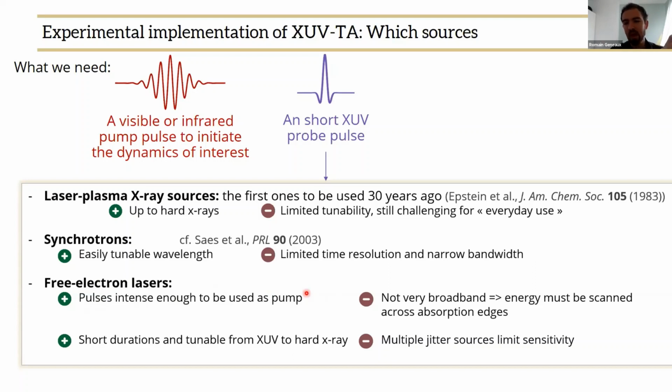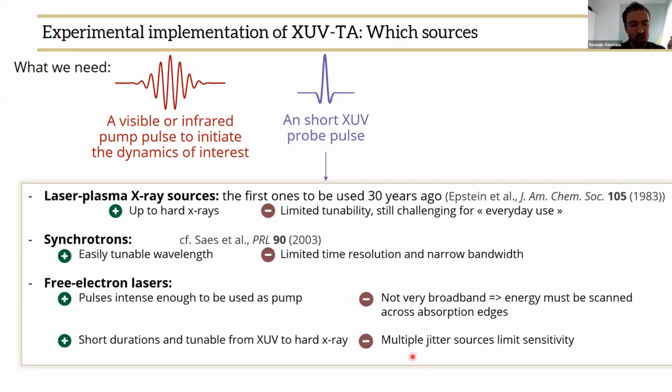pretty narrow band. And so if you're going to scan an absorption spectrum across tens of eV, it means that you have to do a lot of different energy points. And so that's okay if you want to measure just one spectrum. But then if you want to do this as a function of time delay, then now you have a 2D map of parameters that you have to scan, so time and energy. And so that's very time consuming actually. So far, I think that's been one of the most limiting factors in the use of these sources for TA.